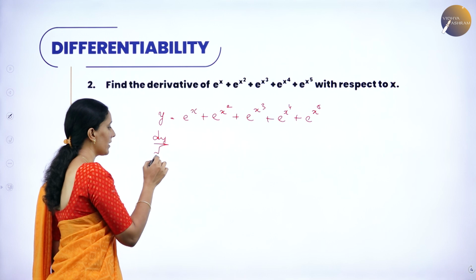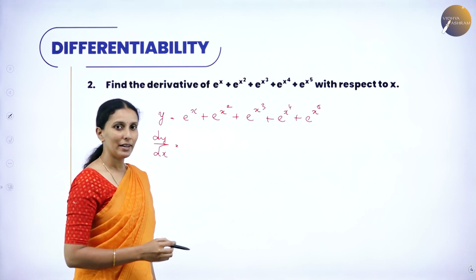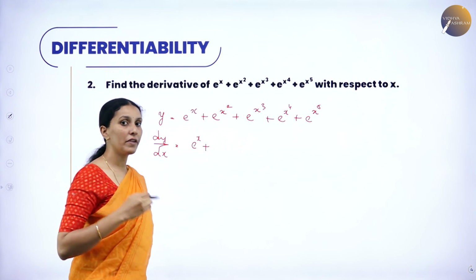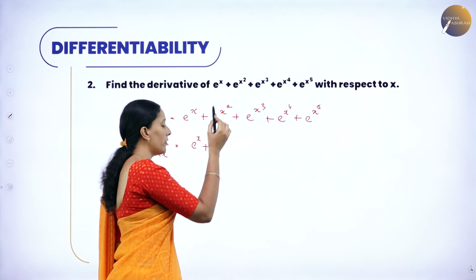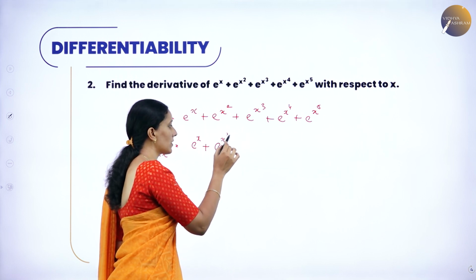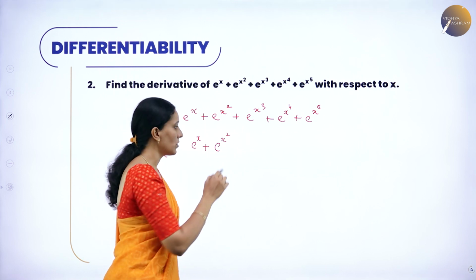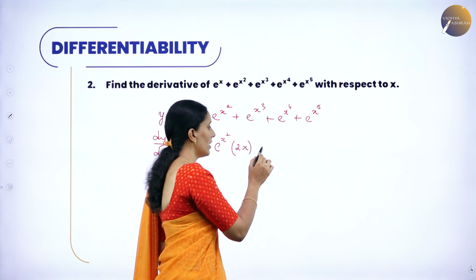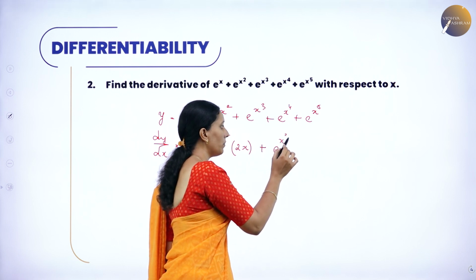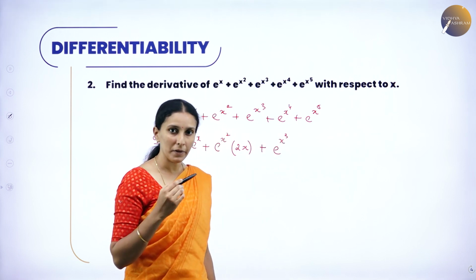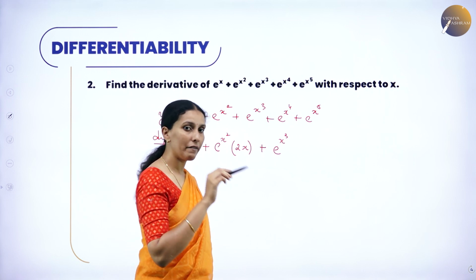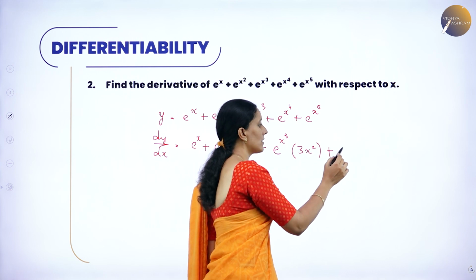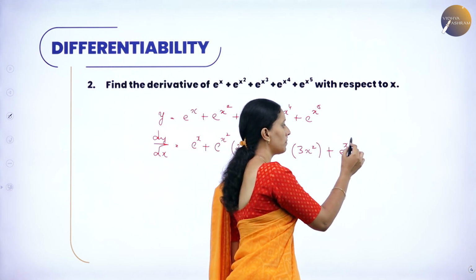So dy by dx. What is the derivative of e power x? It is e power x. Again, consider this in the form of e power x only. Derivative of e power anything is the same, that is e power x square, but x square is another function and its derivative will be 2x. Use the chain rule concept here also. Next we have e power x cube. Derivative of e power x cube is e power x cube only, but you have to derive x cube also, which becomes 3x square.